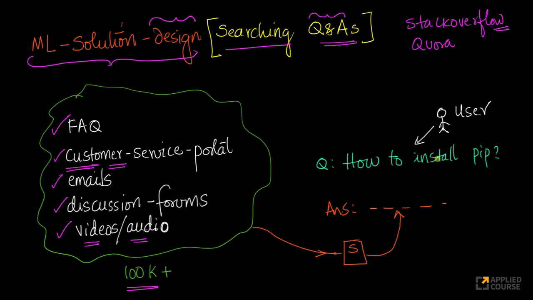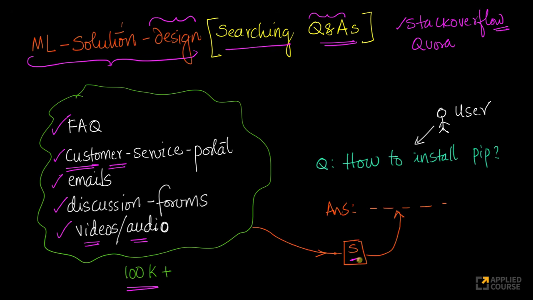Let me give you an example. Imagine on Stack Overflow or any such platform, right? I'm an end user. I don't know how to install a tool called pip. Pip is actually a very popular tool in Python. So imagine if I ask this question, which is how to install pip. One way to do it is, can you find questions which are very similar to this in this huge repository of hundreds of thousands of questions?